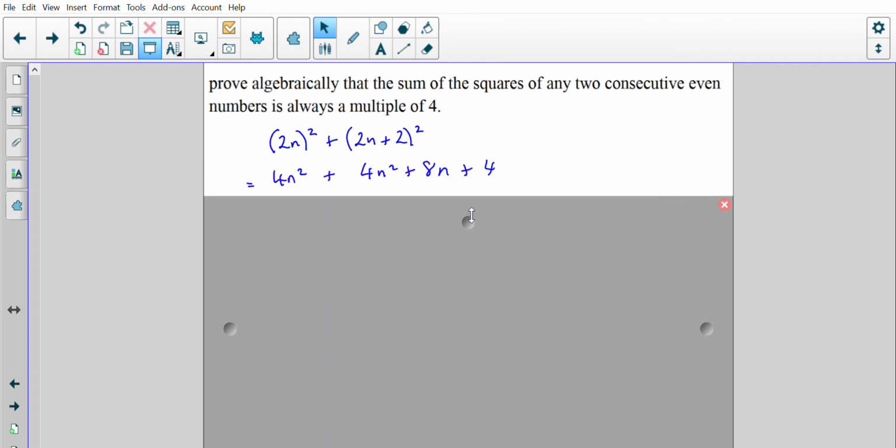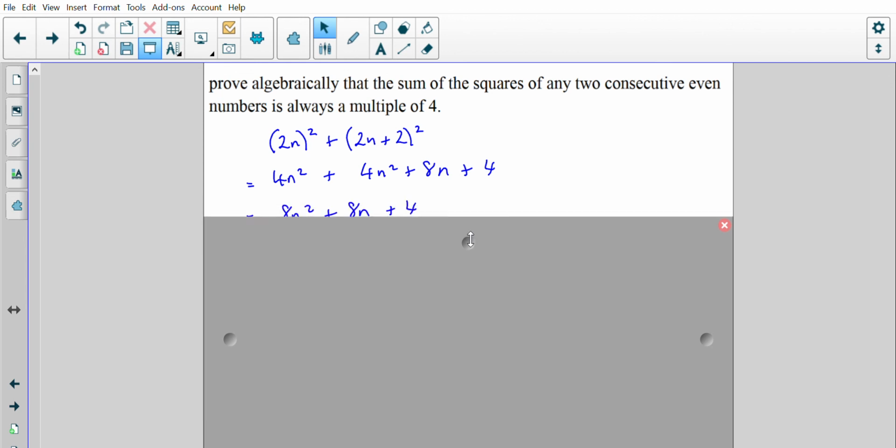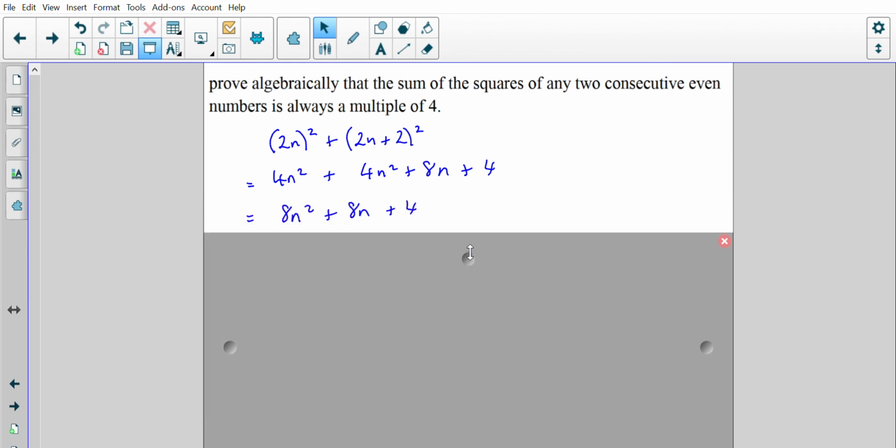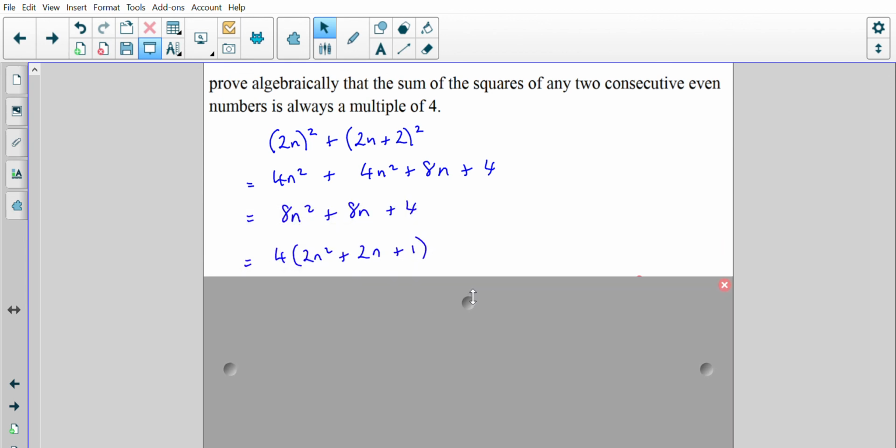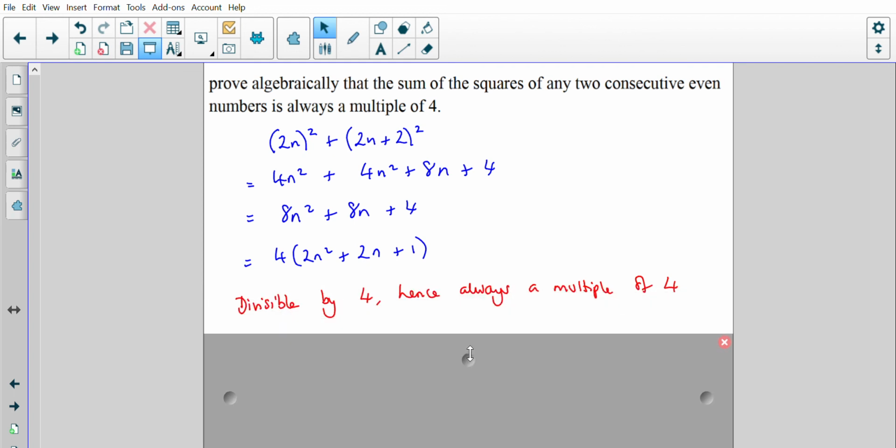Okay, take care when you're squaring these. (2n) squared is 4n squared. Then expand the double bracket. Then we can simplify. Then, as before, take out a factor of 4 and write a proof statement: divisible by 4, hence always a multiple of 4.